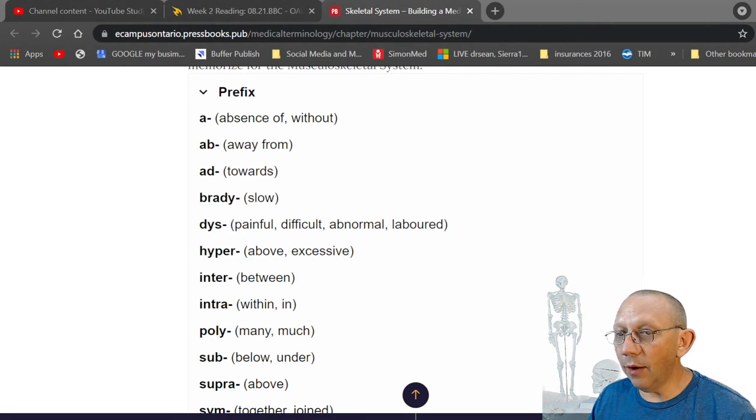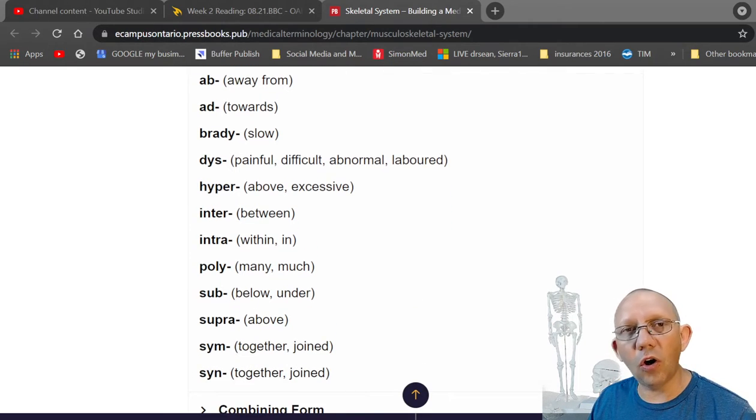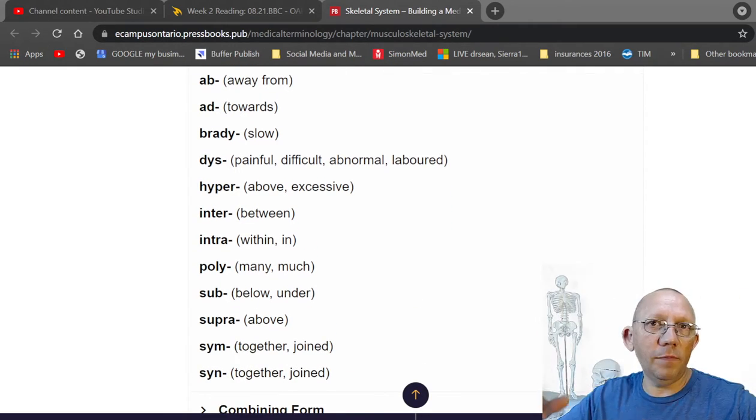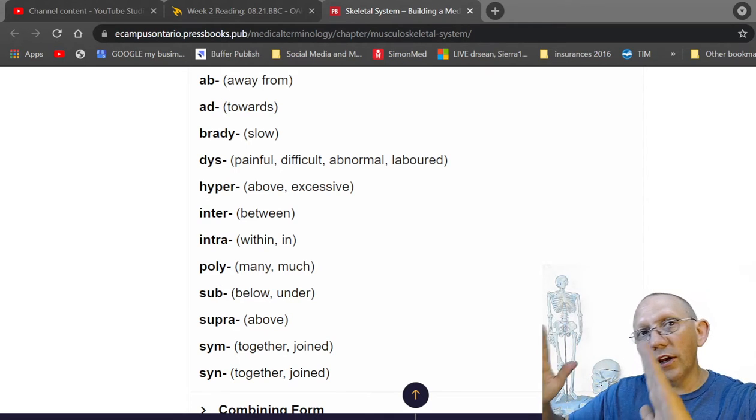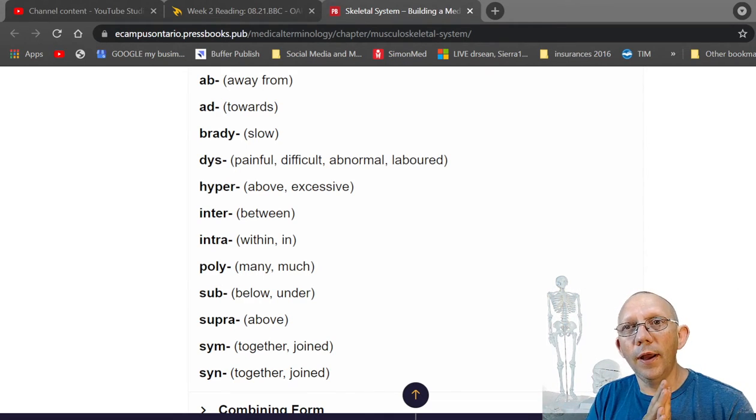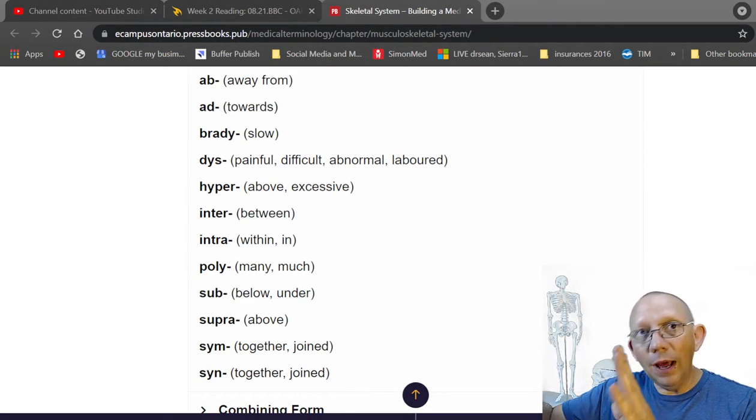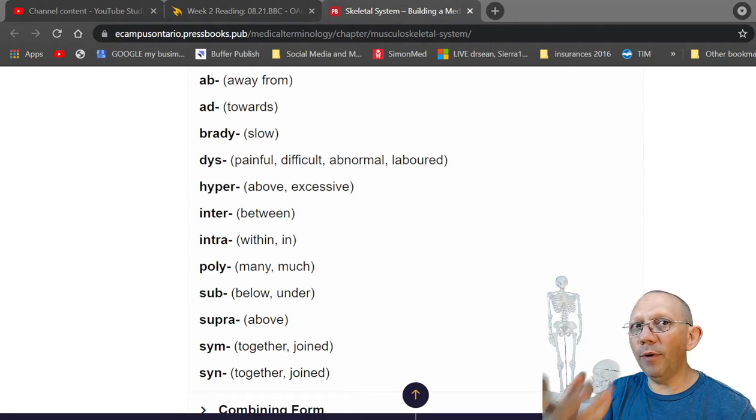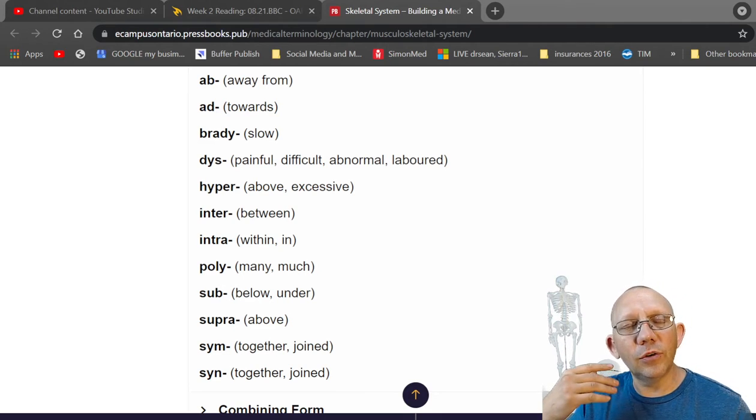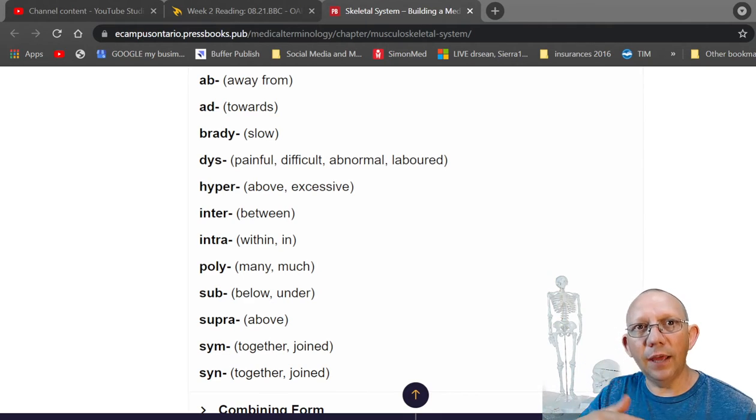AD means towards, we did that one already. Brady means slow, like not Tom Brady, but just Brady, as in bradycardia, a slow heartbeat. Cardio means heart. Or bradypnea. Pneuma is the Greek word for breath or life. And so it's apnea. You're not breathing.